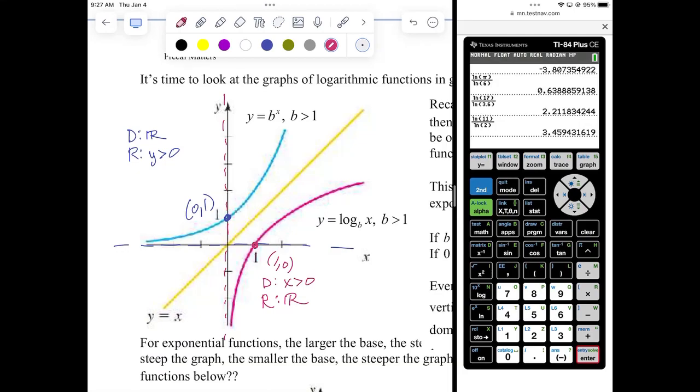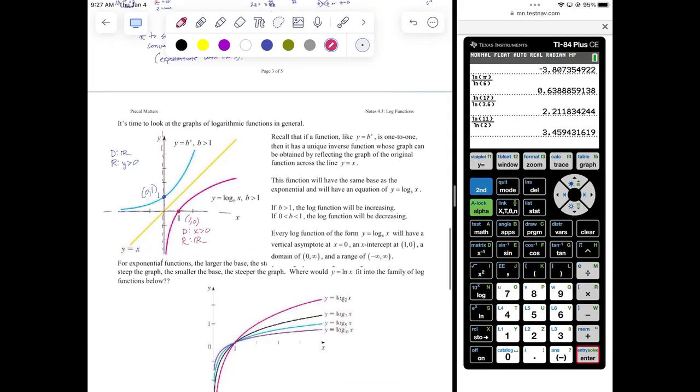So you see the parity there between the two? All the x information of one becomes y information of the other, and vice versa.